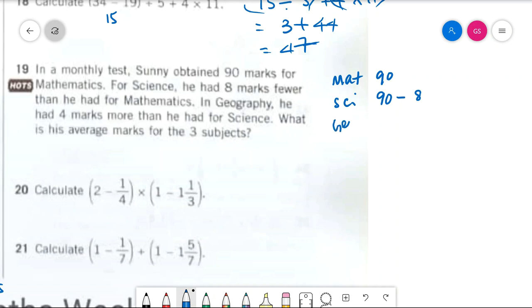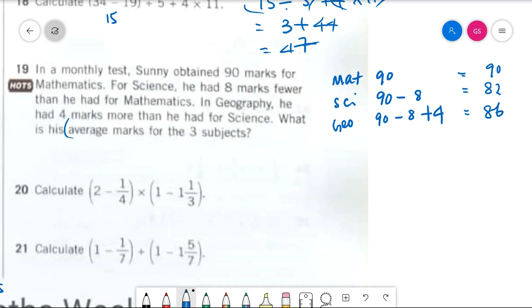Now Geo. How do you find Geo? He had 4 marks more than he had for science. Okay, so you calculate. 90 minus 8 is science. This is science or not? The one I wrote now is science. And plus again 4. Then become Geo already. Okay, so let's find out one by one. 90 minus 8, 82. 82 plus 4 again, 86.